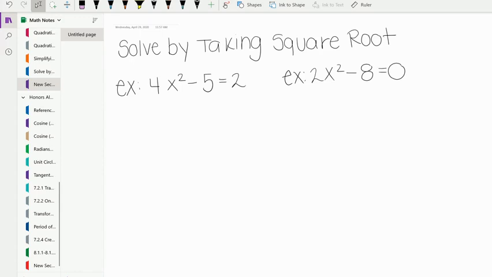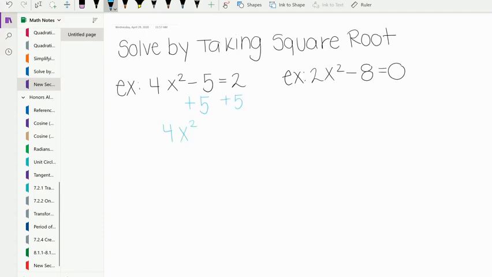So solve by taking the square root. We are going to try and isolate x, and then one of the last steps you have to do is square root to undo the operation of something being squared. So you're going to treat this like a normal equation. So the first thing that we're going to do is add 5 to both sides. Because remember, we're trying to isolate the x.